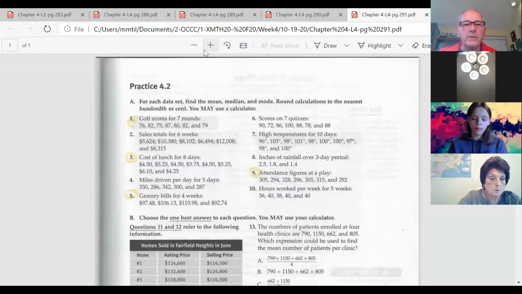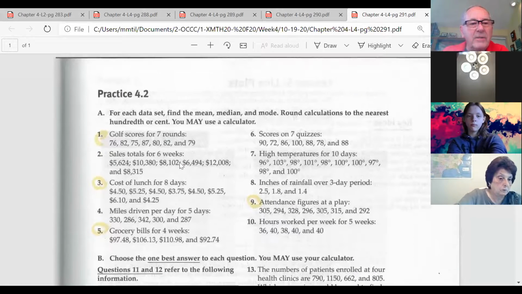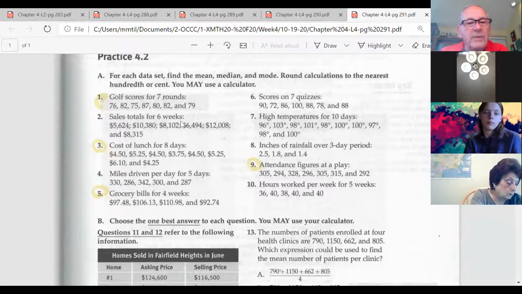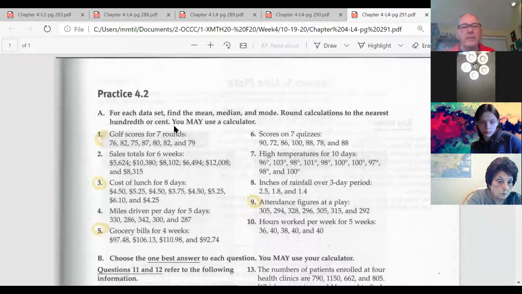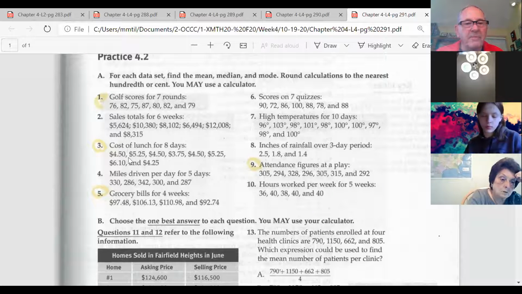Okay, so this is the practice for that. Just a whole bunch of data sets. Look at number 2, sales total for 6 weeks. What you're supposed to do here is figure out the mean, median, and mode for each one of these, and round the calculation to the nearest hundredth, or cents. You may use a calculator here. We don't expect you to use mental math to do this stuff.